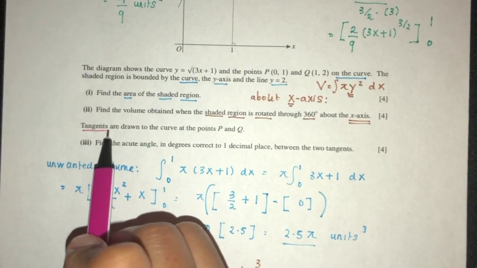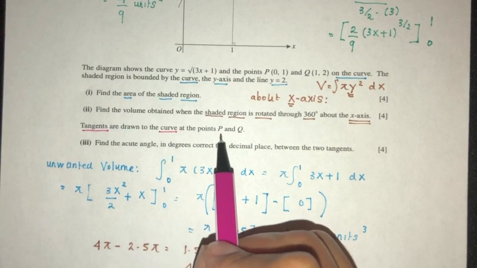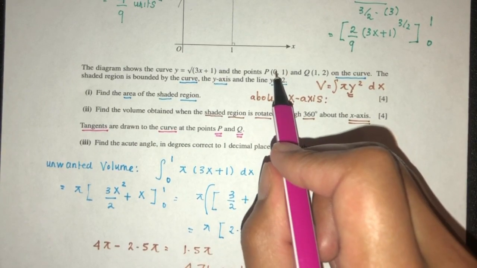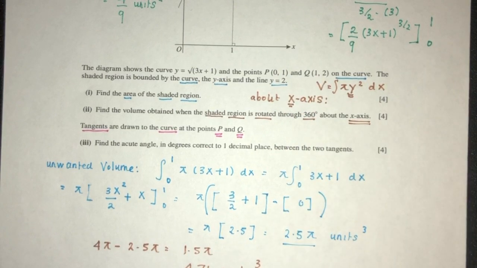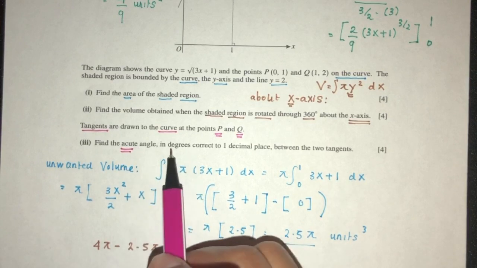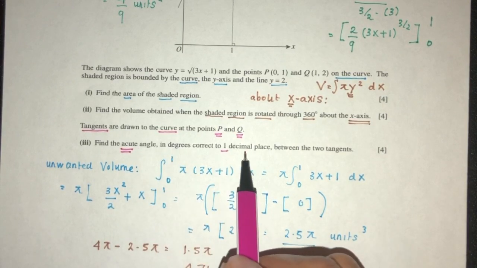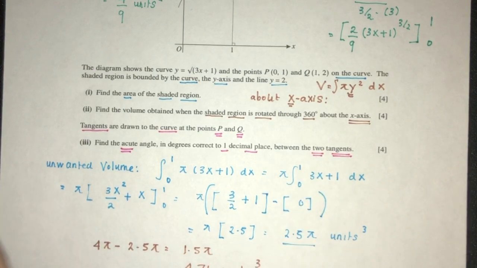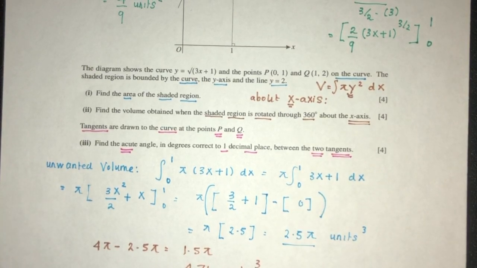Now tangents are drawn to the curve at the points P and Q. Okay, so point P is given to you here, point Q is given to you over here. Now, we are trying to find the acute angle in degrees, correct to 1 decimal place, between the two tangents. Okay, so this one is not too bad. It is pretty easy actually. But I don't know if that is still in your syllabus, so please do check and let me know if that is still in your syllabus, but it is pretty easy. Let's move ahead with the question.